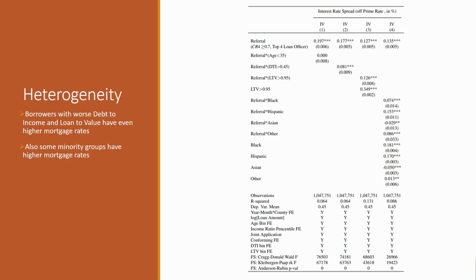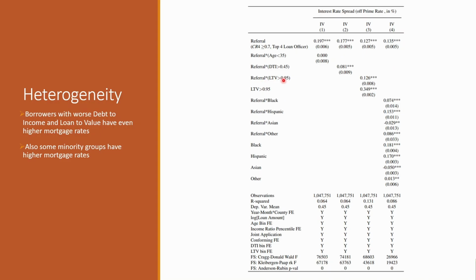They do look at some subsamples, some heterogeneity as they call it, where they're looking at types of people who might be more strongly affected. So they do find that borrowers that have worse debt to income, so that's what DTI means. You have more debt versus your income, so you're kind of a worse credit risk. That tends to mean a higher interest rate, and interacting with having a referral, your interest rate is even worse.